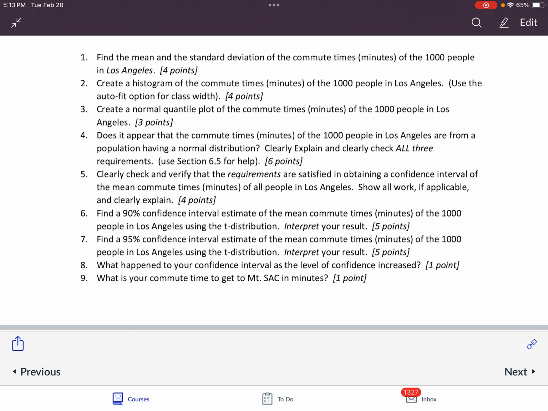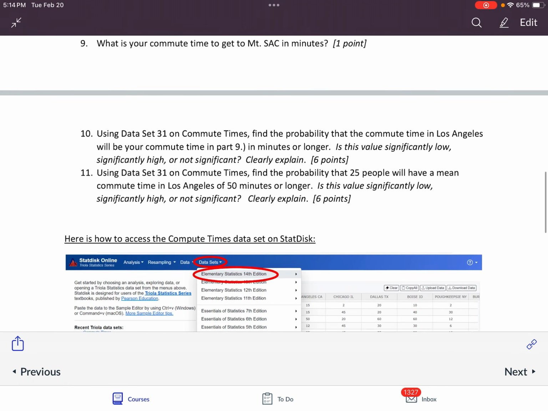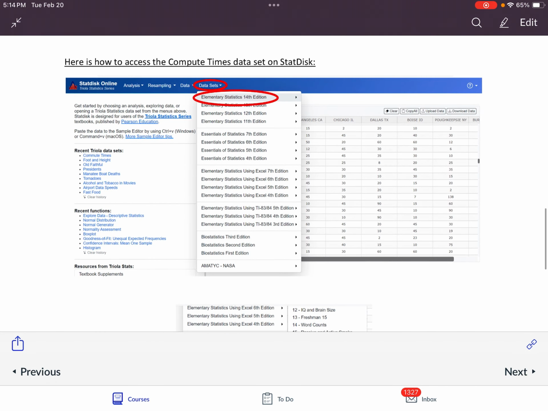So for number 1, it says find the mean and the standard deviation of the commute times in minutes of the 1,000 people in Los Angeles. If you notice, this time we don't have the capability of typing in the 10 protein bars like we did the last time. So this time we have a very large data set. In order to access this, I did put some screenshots at the bottom of the project. So here's how you would go ahead and access this data.